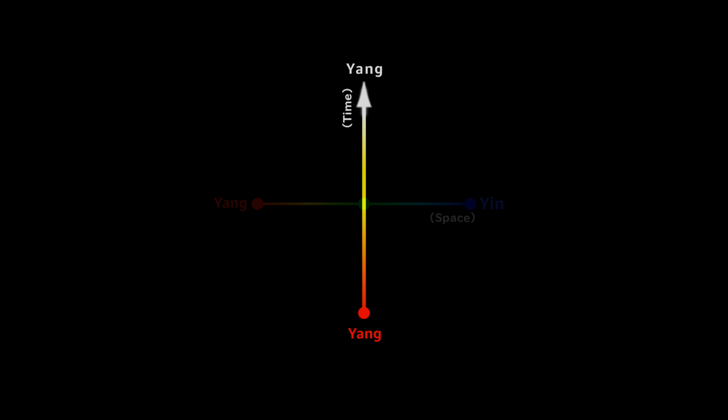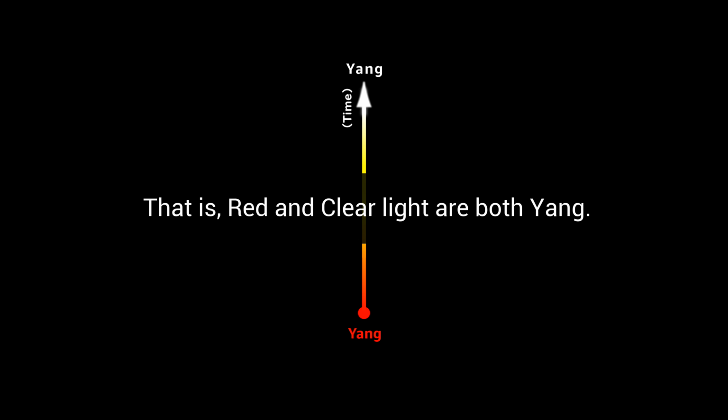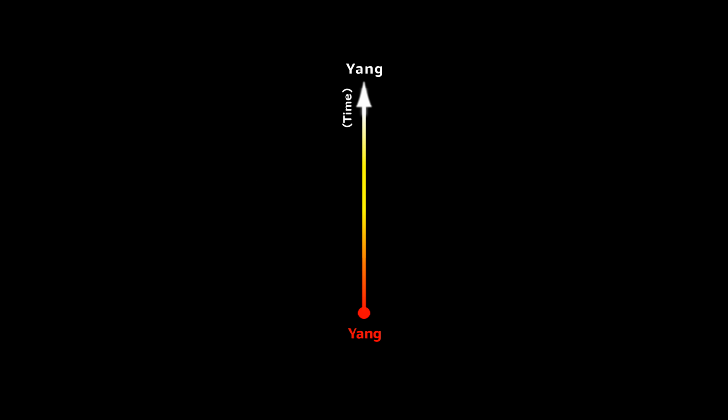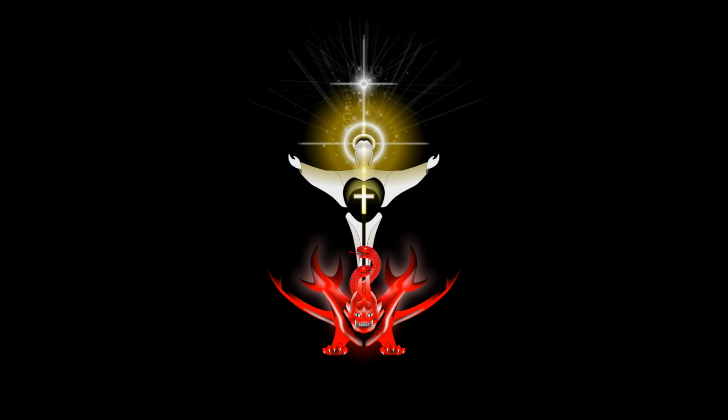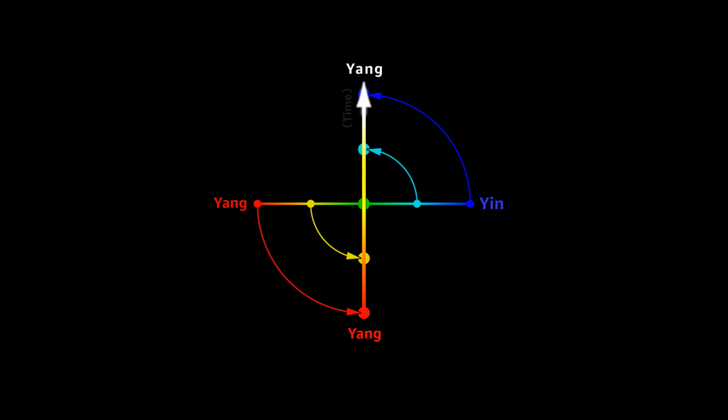On the time axis, the opposite side of red is clear light. As we can see, on the time axis, the inverse symmetry between yin and yang is violated. That is, red and clear light are both yang. This violation of symmetry is caused by God's will, which is represented by clear light. As already discussed, the instinctive center is changed from a horizontal structure to a vertical structure. That is the transformation from yin to yang.